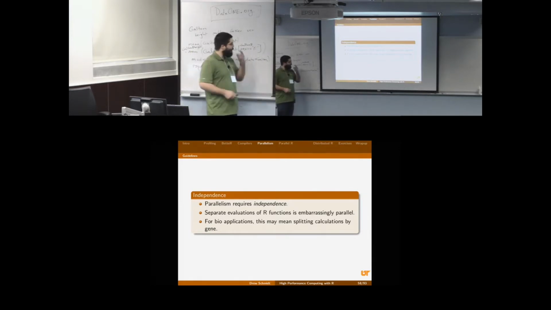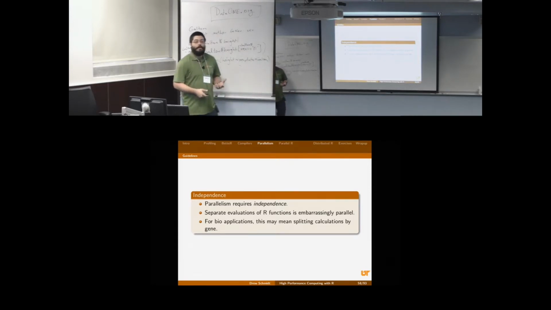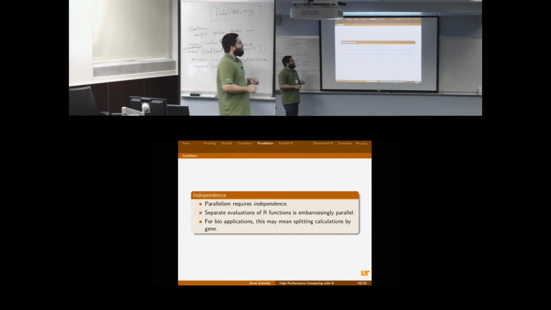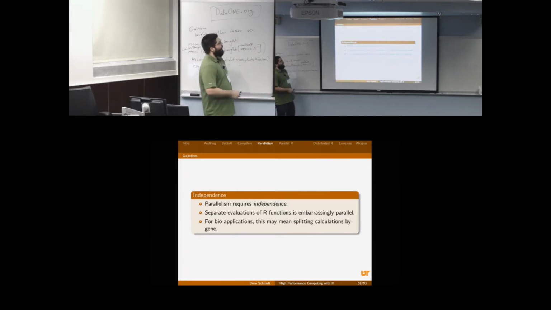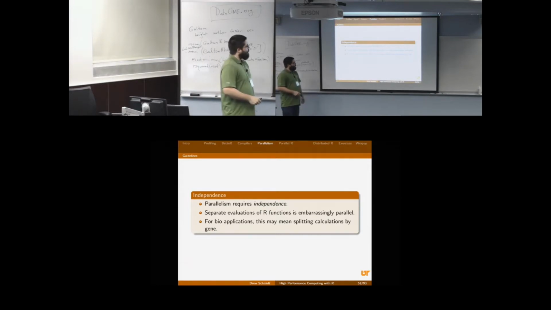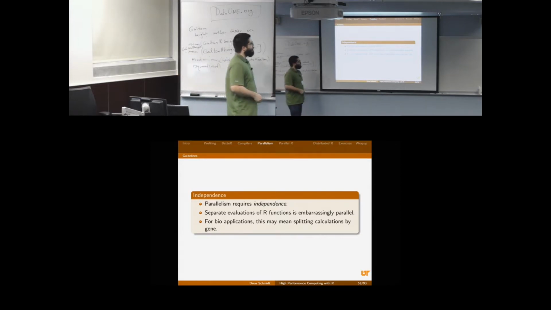OK. So parallelism requires independence. We've talked briefly about this. Separate evaluations of R functions are embarrassingly parallel because R is a quasi-functional language. Functions don't have side effects. So if you change data, you're actually creating a copy and making changes in the copy. So it's really, really easy to do multiple evaluations of a function in parallel. You don't have to worry about global values unless you really go out of your way. It is possible, but generally that's not how people do things.